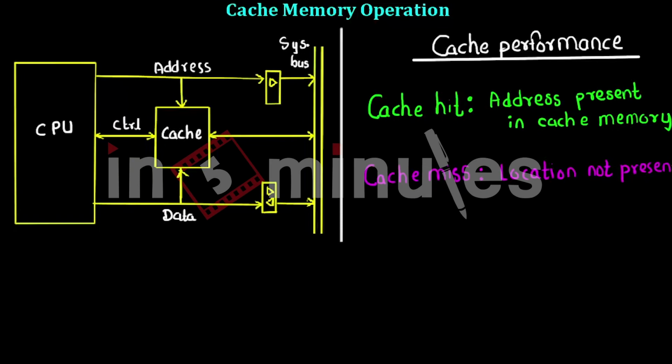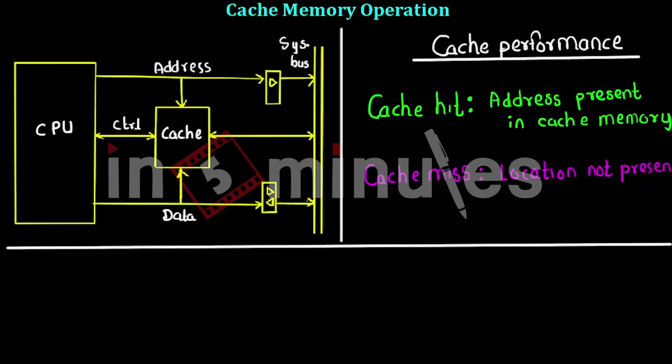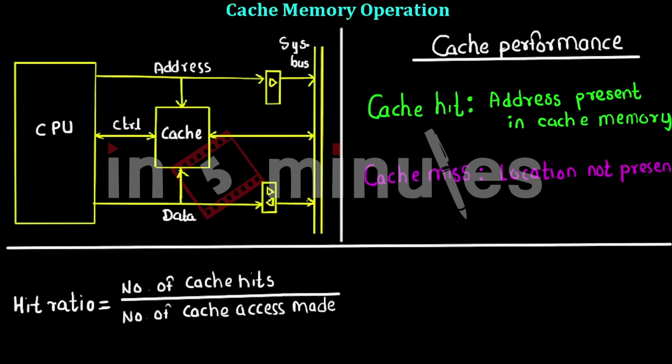Depending on the number of hits and misses that occurred during multiple accesses of memory, the cache performance can be decided. The first measure of cache performance is known as hit ratio, which is the ratio of the number of cache hits to the number of cache accesses made in a particular time period. For example, if we accessed the cache memory 100 times and got 70 hits during these 100 accesses, then the hit ratio is going to be 7/10, and it is the performance measure.